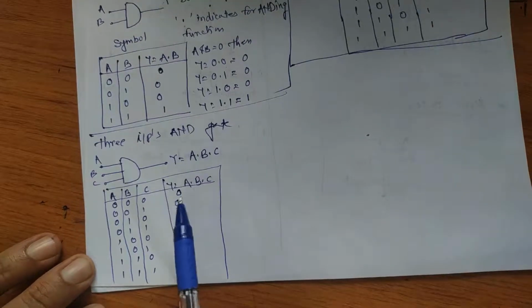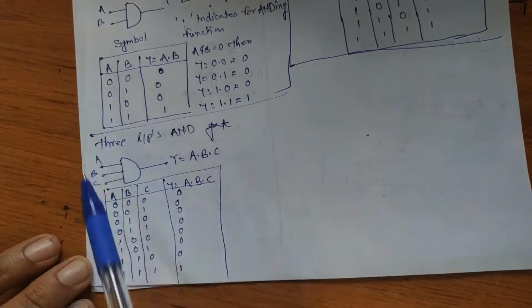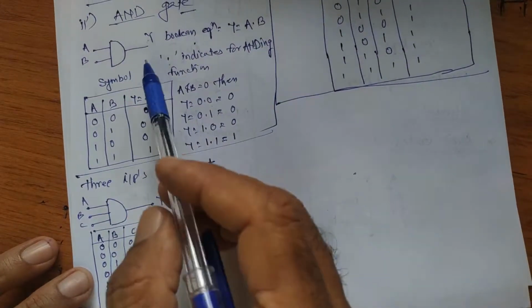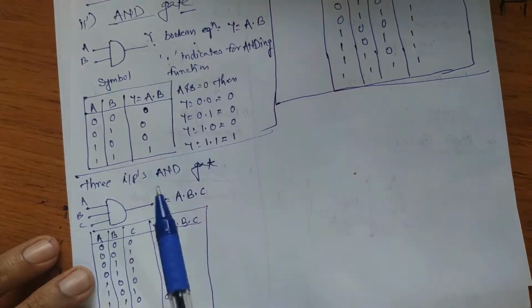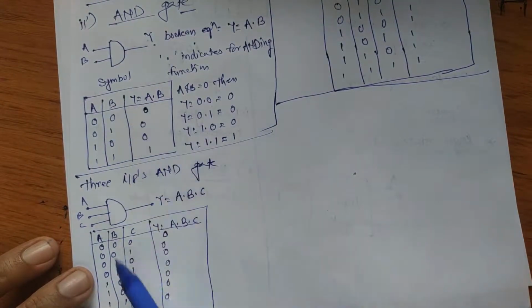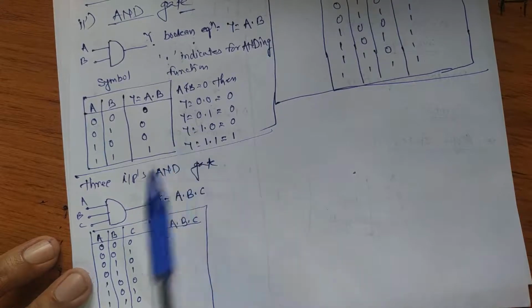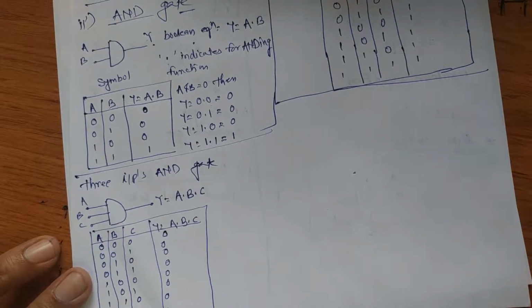AND gate is a logic circuit which has 2 or more inputs but only one output. When any input is low, output is low. When all inputs are high, output is high.